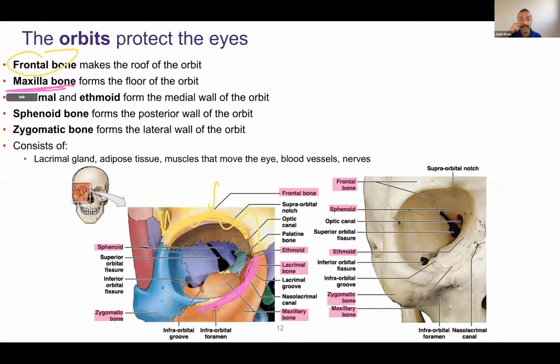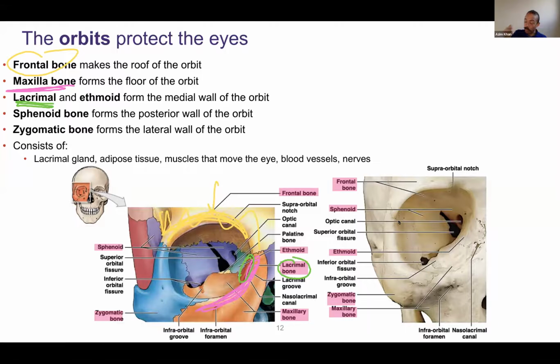Maxilla forms much of the inferior and a little bit medial. Deeper and medial, you have the lacrimal bone. The lacrimal bone is where your lacrimal duct is, your tear duct, and it'll drain into your nasal cavity. It's one reason why if you cry a lot, your nose gets runny, because there are tears coming from your eyes into your nasal cavity through that lacrimal duct. Lacrimal bone, very medial, just a little bit posterior to the maxilla.